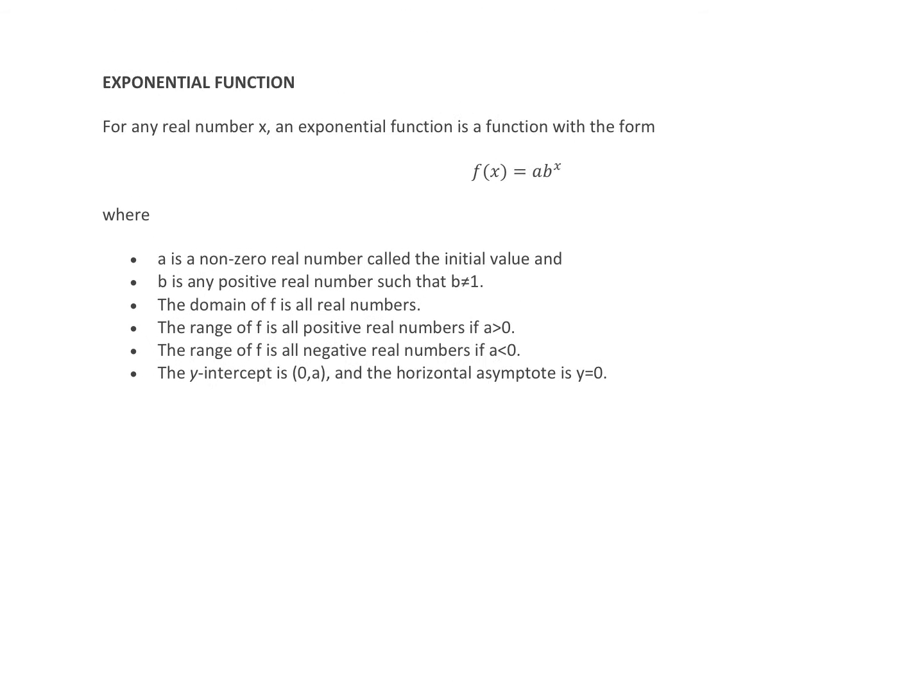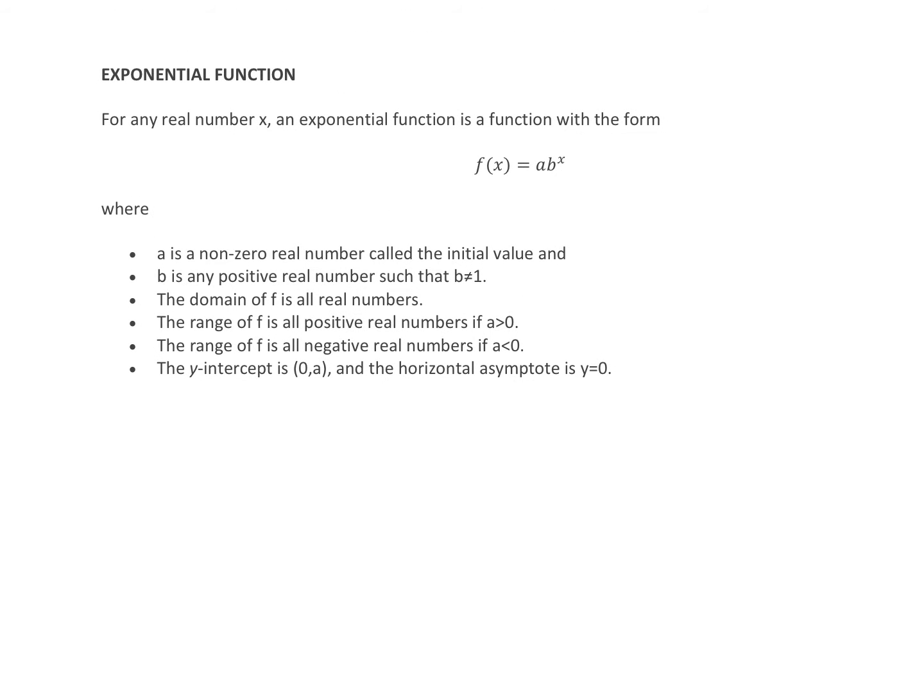All right, so let's take a look at an exponential function. An exponential function is going to have the form f of x equals a b to the x. A has to be a non-zero number, and it's always going to be our initial value. You can see that because if x is 0, f of 0 would be a b to the 0, and of course b to the 0 is 1. So we would get f of 0 is a.